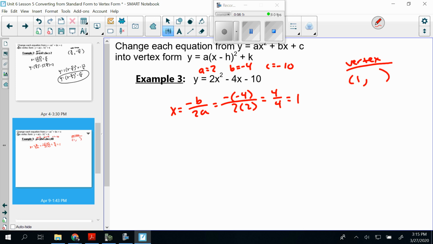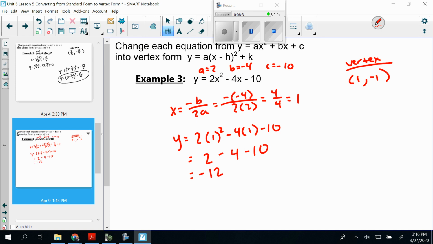Let's plug 1 back in. So if we plug 1 back into this, see what we get. Remember, you got to square first here. So 1 squared is 1 times 2 would be 2. 4 times 1 is 4 minus 10. So it looks like this is going to come out to be negative 12. So now we got our vertex.